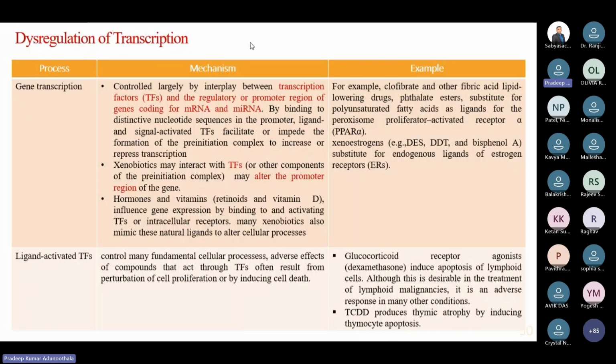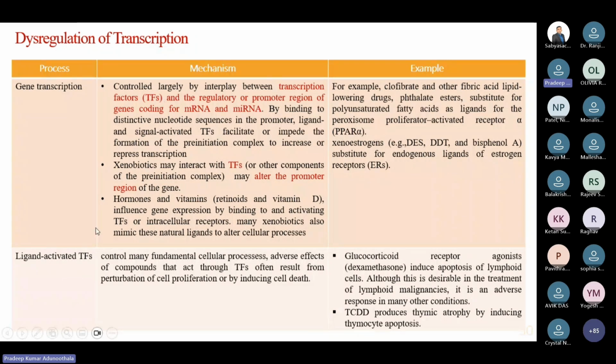Examples of gene transcription impairment are clofibrate and other fibric acid lipid lowering drugs, and phthalate esters, which act as substitutes for polyunsaturated fatty acids as ligands for the peroxisome proliferator activated receptors. The other example is estrogens such as DES, DDT and bisphenol A. They act as ligands for the endogenous estrogen receptors. They bind to the estrogen receptors rather than the estrogen hormone, so that leads to toxicity.